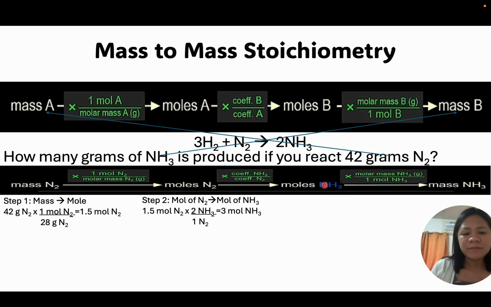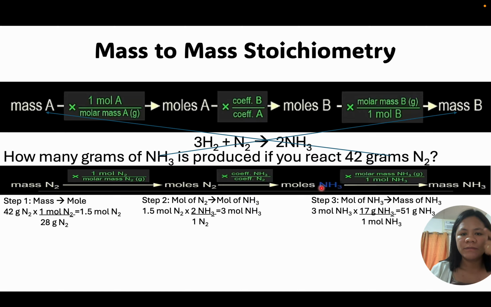Now, just like what we did in step 1, we need to find the molar mass of NH3. I'll go straight on, you can compute the molar mass of NH3 yourselves. So you have nitrogen and then hydrogen times 3. So this will be for our step 3: moles of ammonia, which we convert into mass of ammonia.